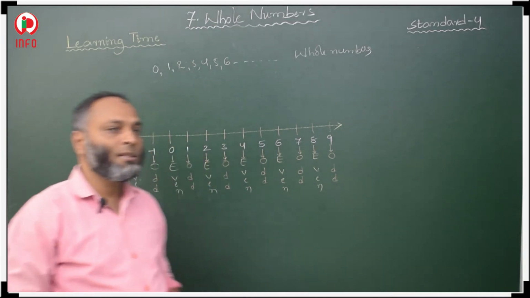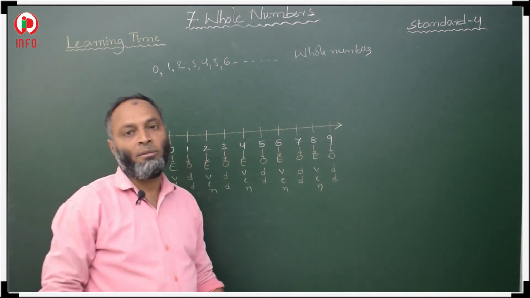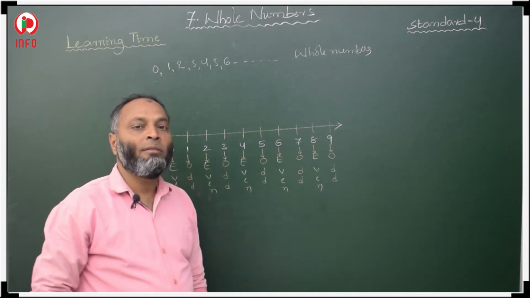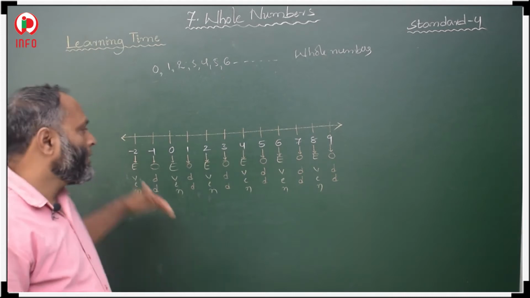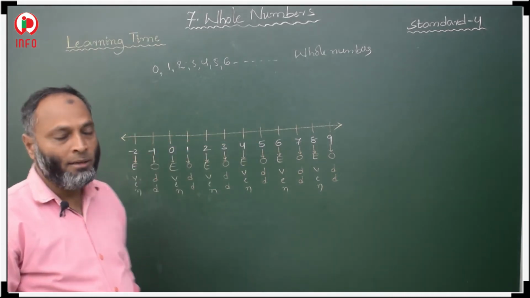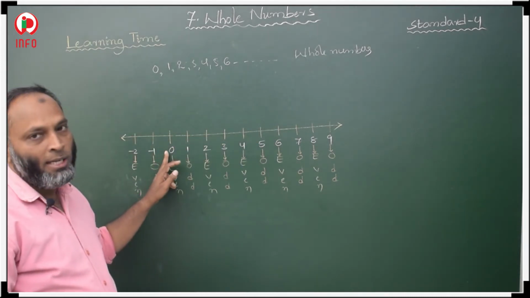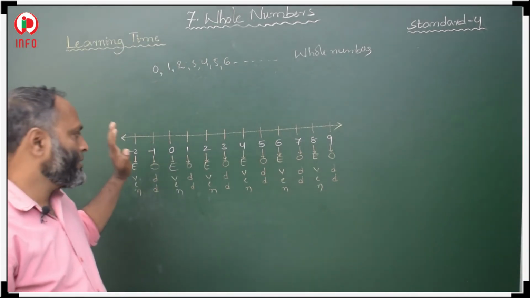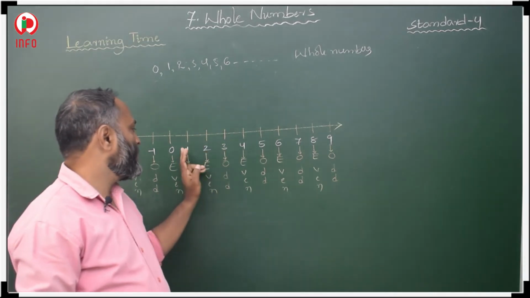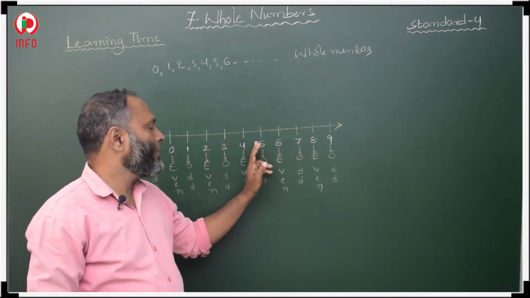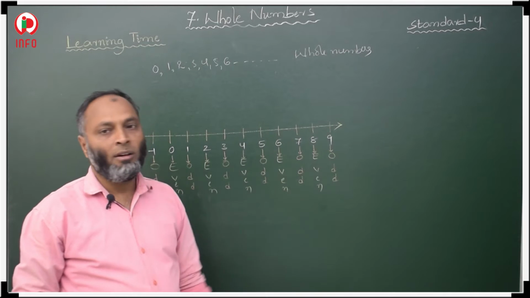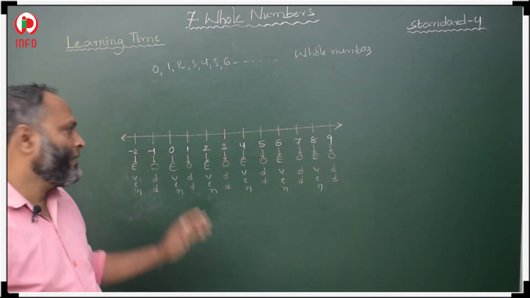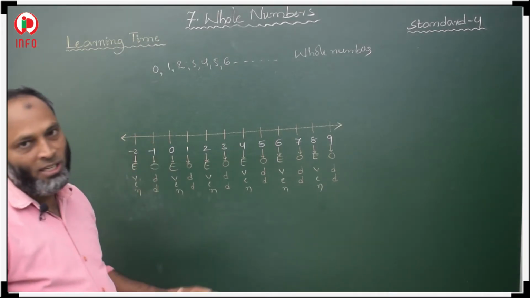In whole numbers, what are the even numbers and what are the odd numbers? First we are going to discuss even numbers and odd numbers. Take a number line. This is your number line. Here we have 0. The negative values come on the left side: minus 1, minus 2. Positive values 1, 2, 3, 4, 5, 6, 7, 8, 9 are on the right side. The negative values are not in the whole number set.